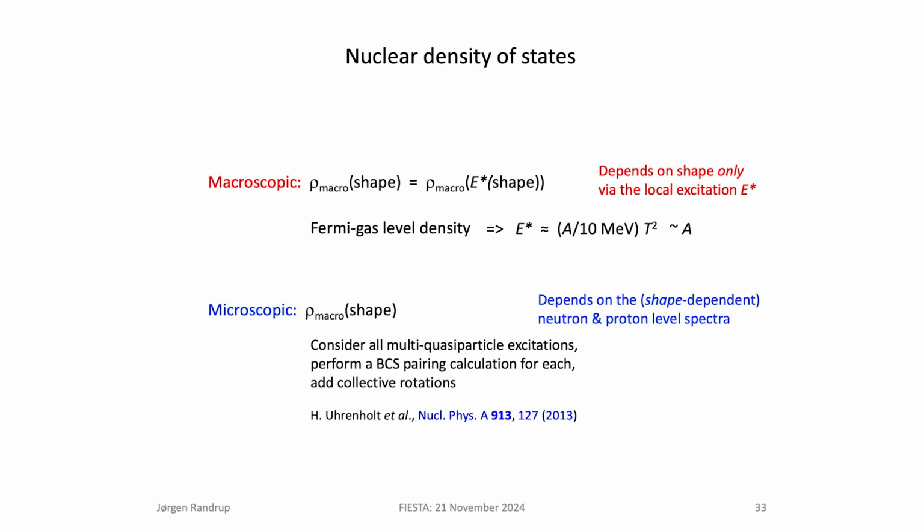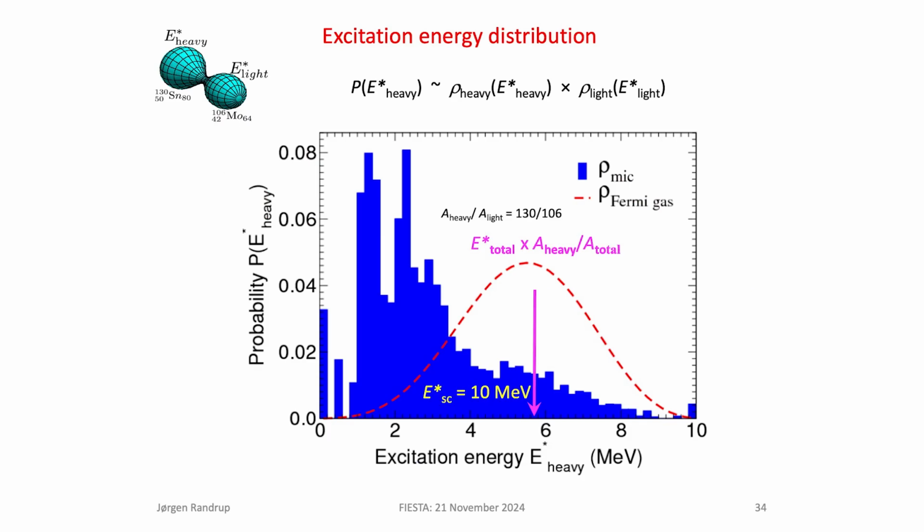There is a method developed for that. You do all kinds of multi-quasi-particle excitations in the nucleus. You calculate pairing. For each one of them, you add collective rotation and you bin it. And then you get the microscopic level density you can use. And you will now see how this can explain why the sawtooth is there.